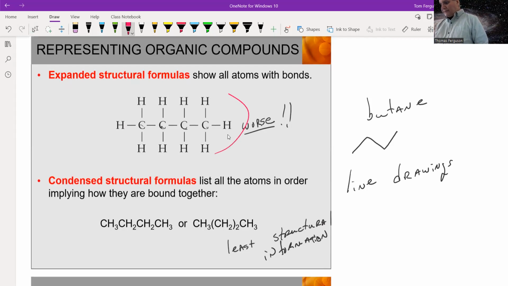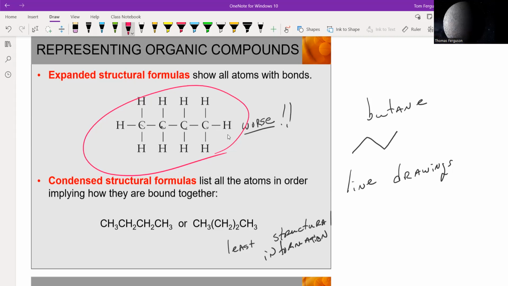This is the pits. If you do it this way, you're going to be so incredibly tired of writing H's and C's for that matter, particularly H's. Hence the line drawings.